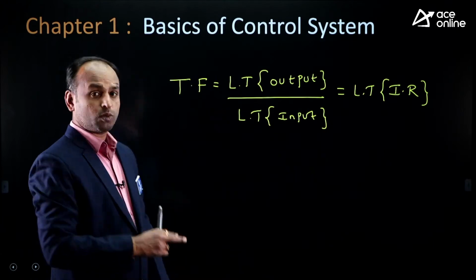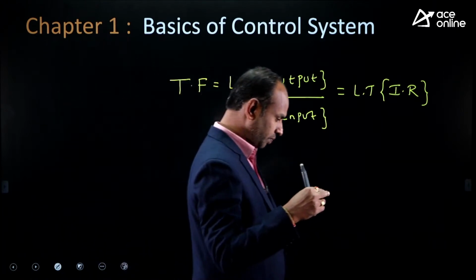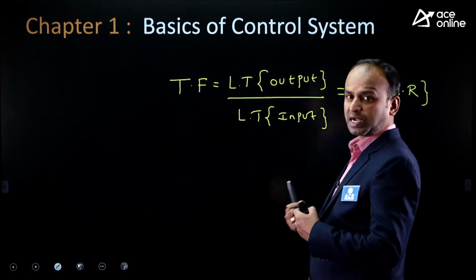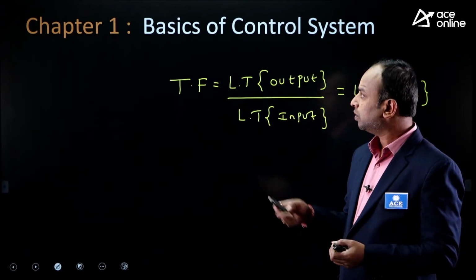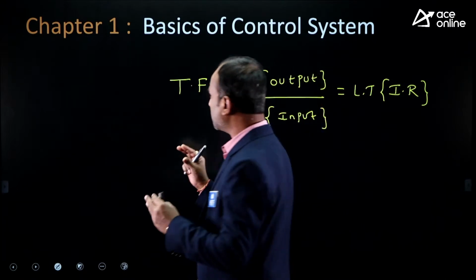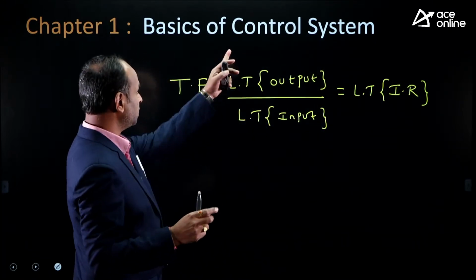Later, what is a control system? Open loop control system and closed loop control system. In an open loop control system, the gain is high; in a closed loop control system, the gain is less. And the difference between open loop and closed loop are major points we will discuss.